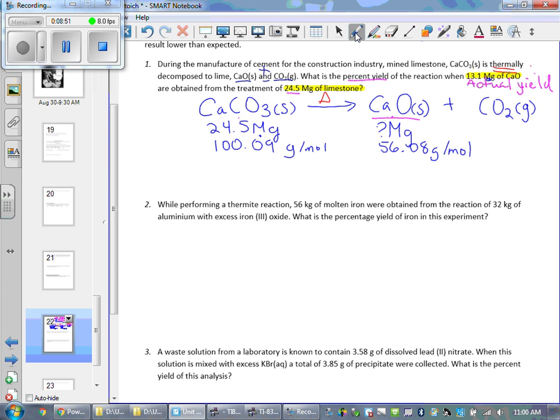Wait, what is it? Again, we're not liking this mega. Oh, okay. It's just a prefix, right? It just tells us we have 10 to the 6 grams. Why don't we just take the answer? Because we're going to be lazy like your teacher. Okay, so we're just going to keep this mega. It's a prefix. We have 24.5 times 10 to the 6 grams. That's what a megagram is.